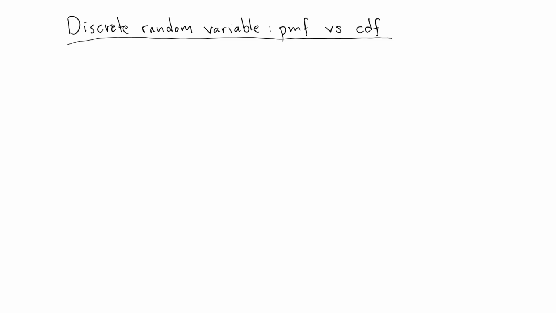We have defined two different functions for a discrete random variable. We've defined the probability mass function, PMF, and we have defined the cumulative distribution function, the CDF. Now we can define the CDF for any random variable, but the PMF is only valid for discrete random variables. In this lecture, we'll have a look at the relationship between the PMF and the CDF for a discrete random variable.